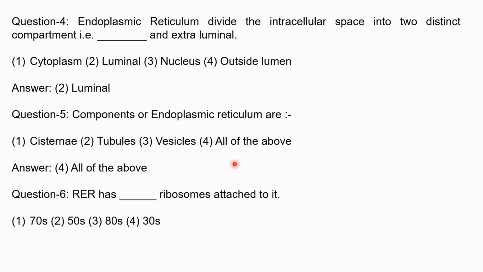Next is RER, rough endoplasmic reticulum. It has what kind of ribosome attached to it? So I mentioned that in case of rough endoplasmic reticulum, in case of eukaryotes, it is the 80S ribosome which is attached to the rough endoplasmic reticulum. So RER has 80S ribosome attached to it.